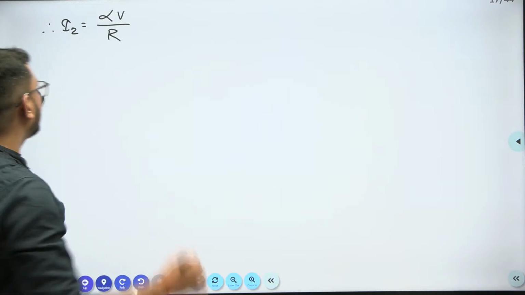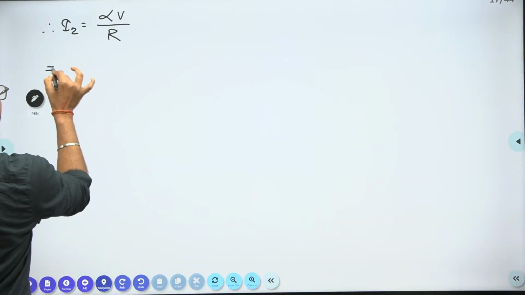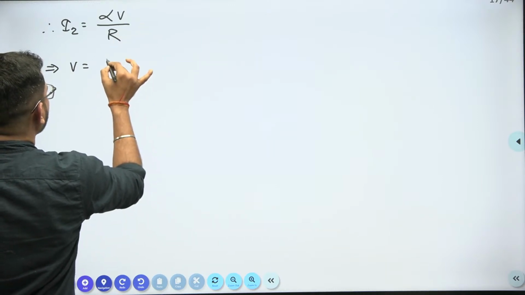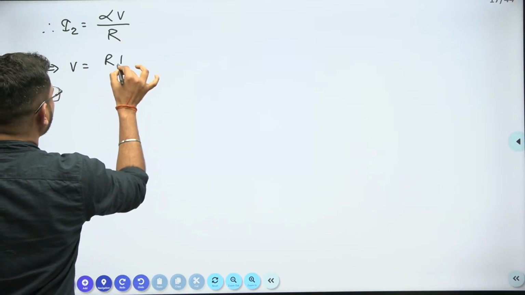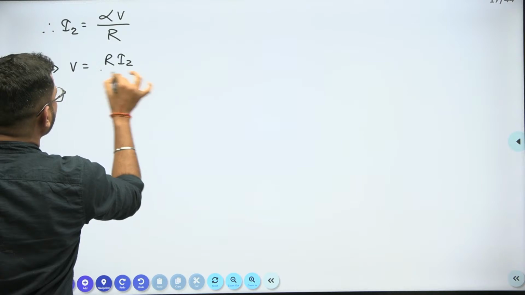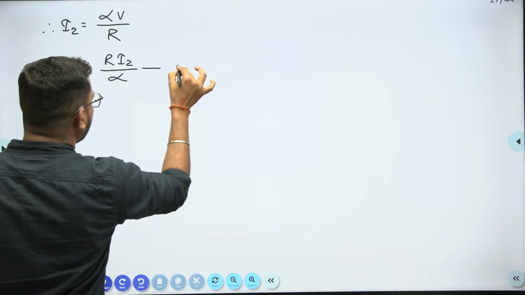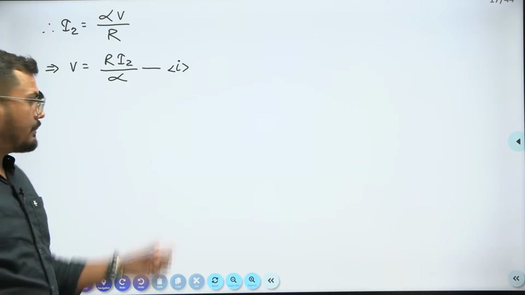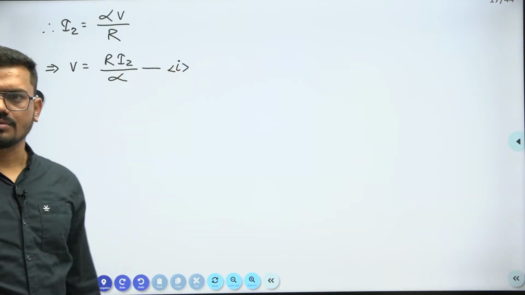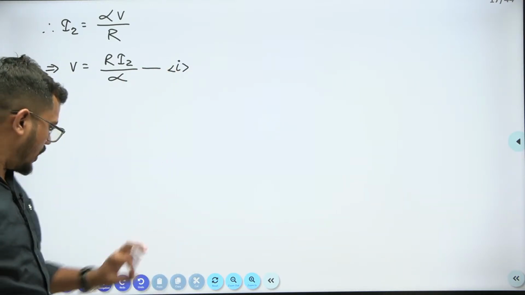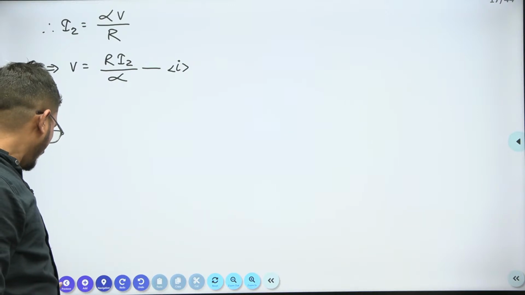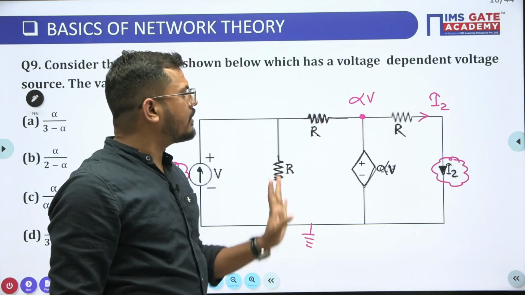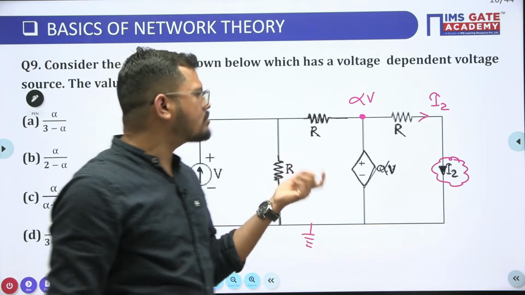Is it clear now? So from here, guys, what is V? We can say V is equal to R into I2 divided by alpha, and assuming this is equation 1. I am assuming this is the first equation only. Okay. Now what we have to do, guys? Here we have applied simply Ohm's law only.